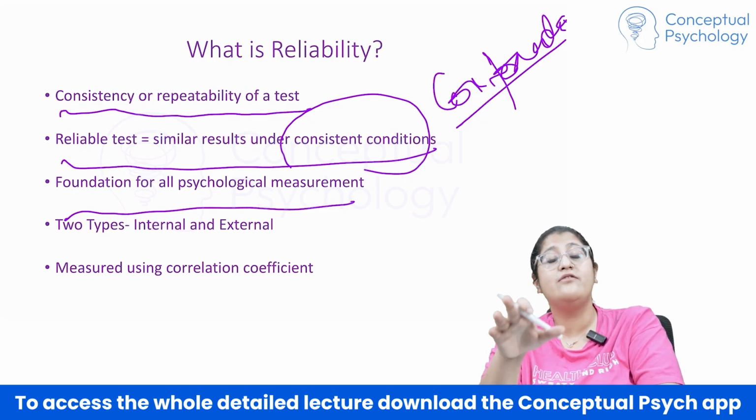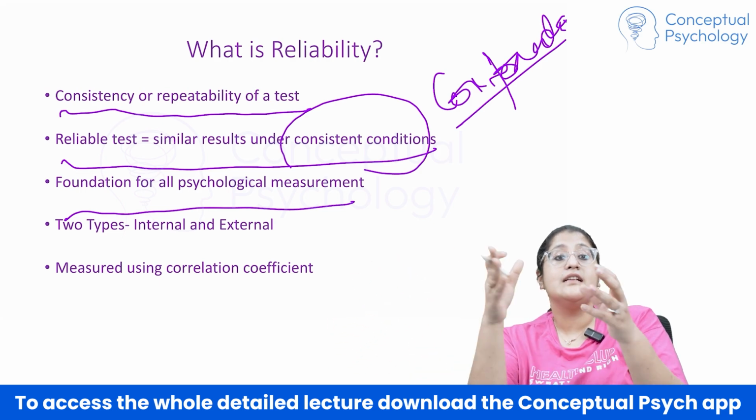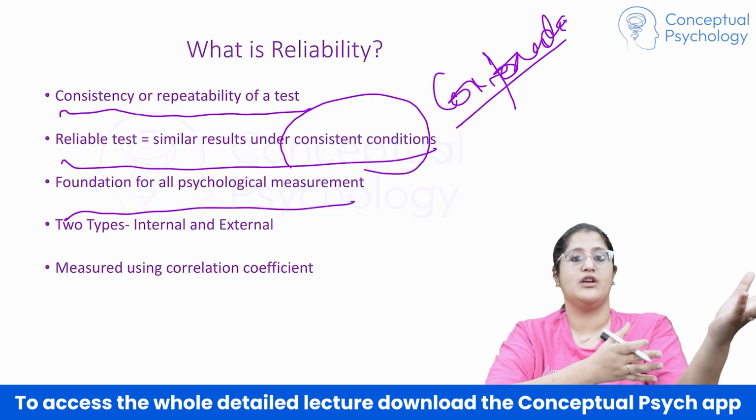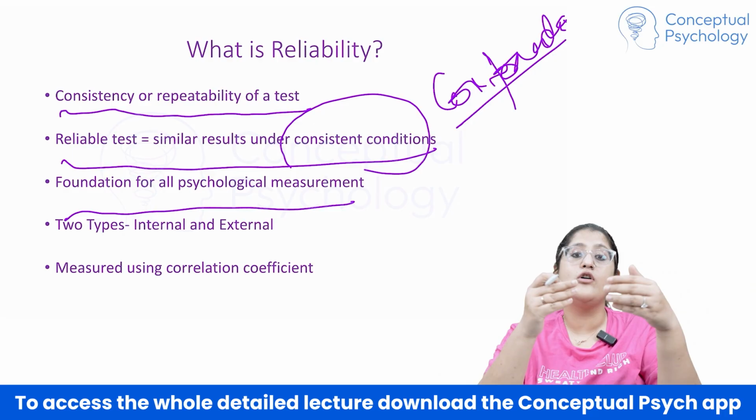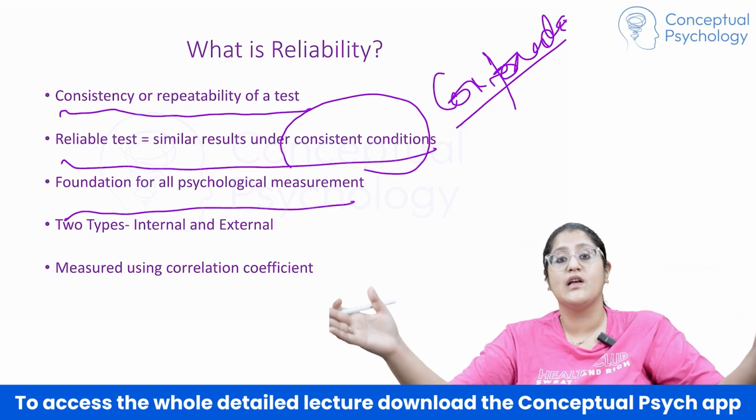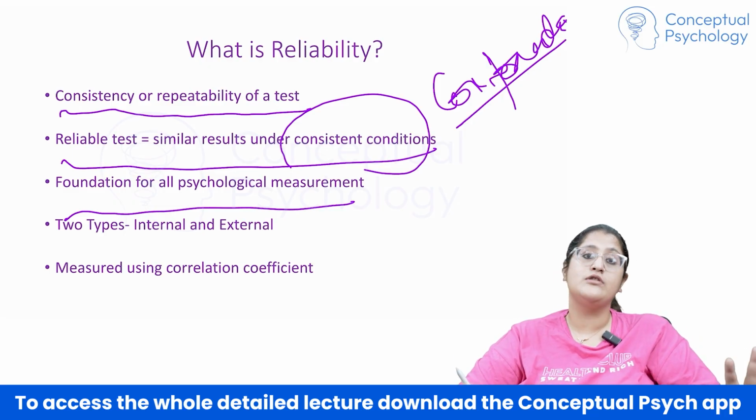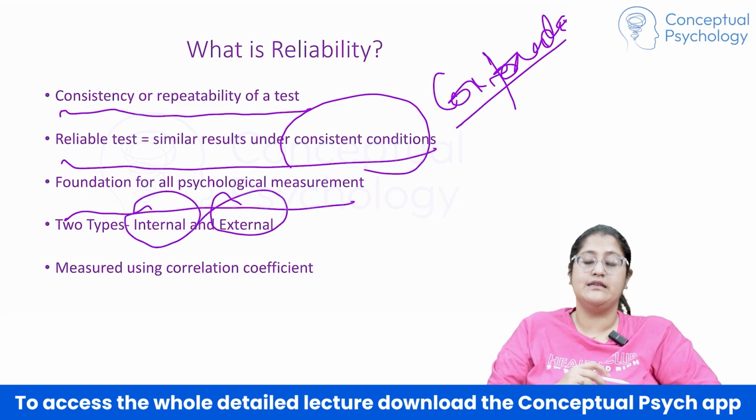Because it will deliver similar or consistent results. Consistency, wherever it comes, universalization becomes easy, right? As soon as you speak about consistency, you are basically saying that it will reveal the same results across populations or across conditions. Okay, now there are two types of reliability: internal and external, right?